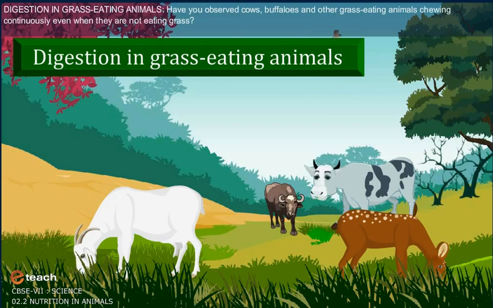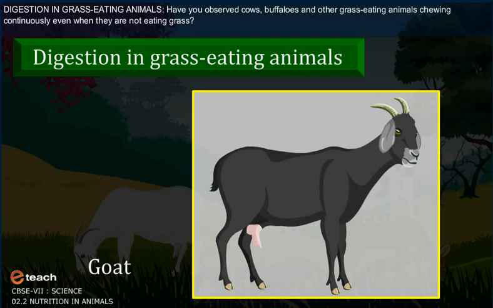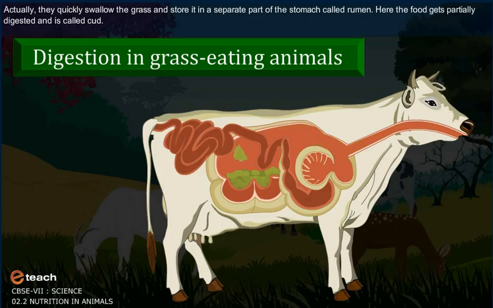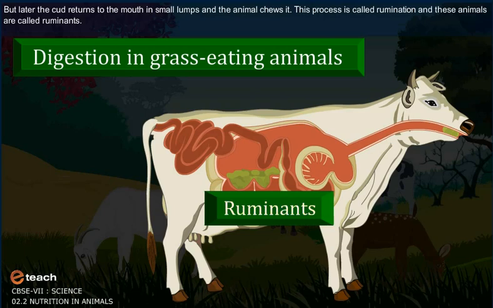Digestion in grass-eating animals. Have you observed cows, buffaloes, and other grass-eating animals chewing continuously even when they are not eating grass? Actually, they quickly swallow the grass and store it in a separate part of the stomach called rumen. Here, the food gets partially digested and is called cud. But later the cud returns to the mouth in small lumps and the animal chews it. This process is called rumination, and these animals are called ruminants.